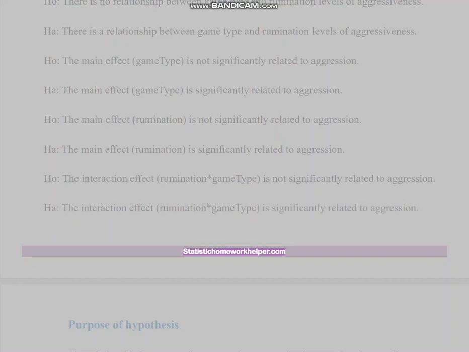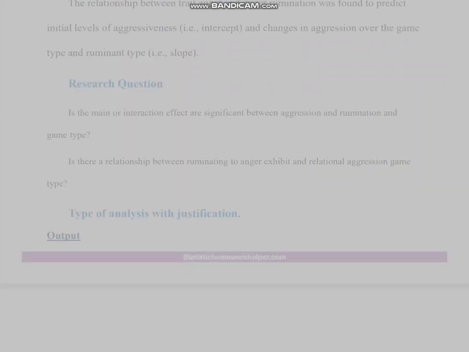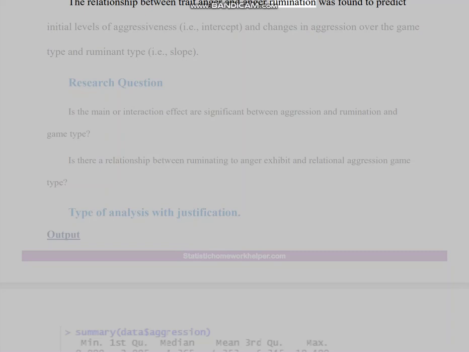Purpose of hypothesis. The relationship between trait anger and anger rumination was found to predict initial levels of aggressiveness, i.e., intercept, and changes in aggression over the game type and ruminant type, i.e., slope. Research question: are the main or interaction effects significant between aggression and rumination and game type? Is there a relationship between ruminating to anger exhibit and relational aggression game type? Type of analysis with justification.